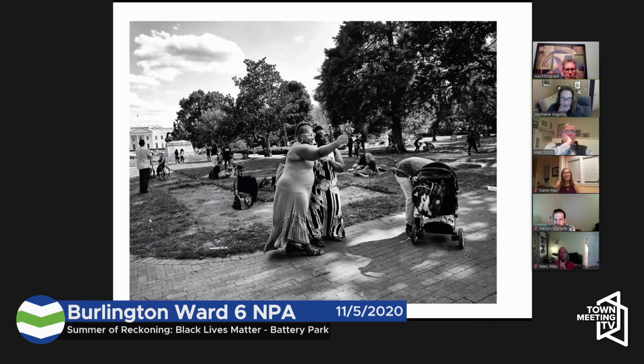People were also, this is a historic moment. People were doing selfies. This is the White House in the back on the left.